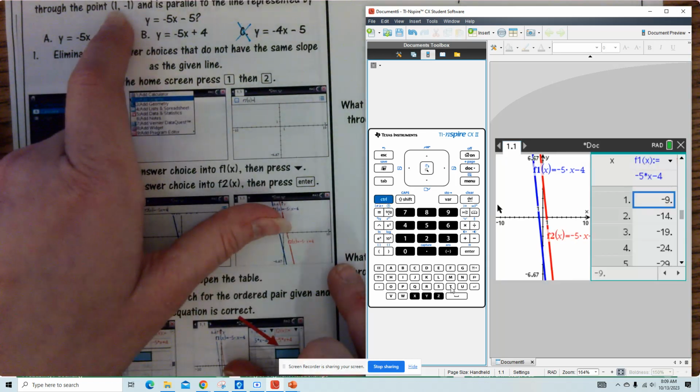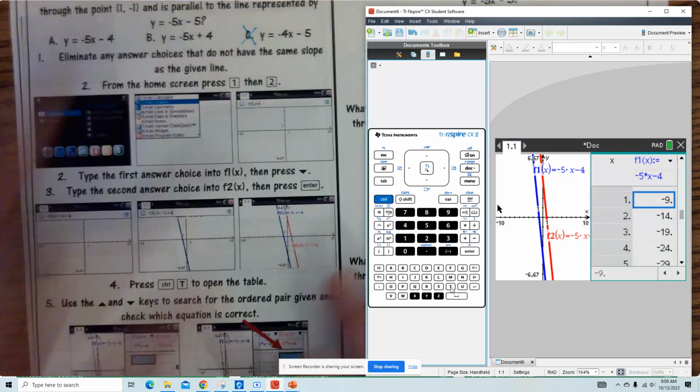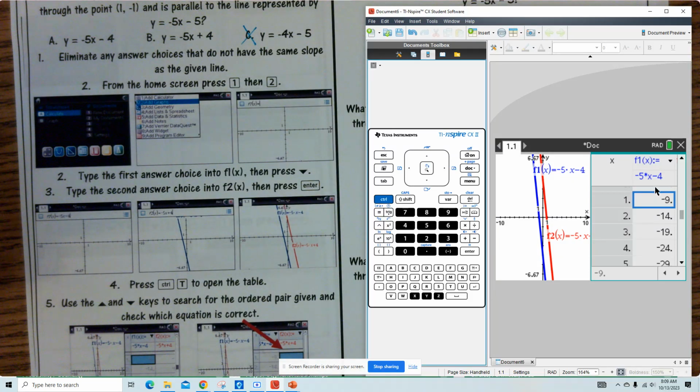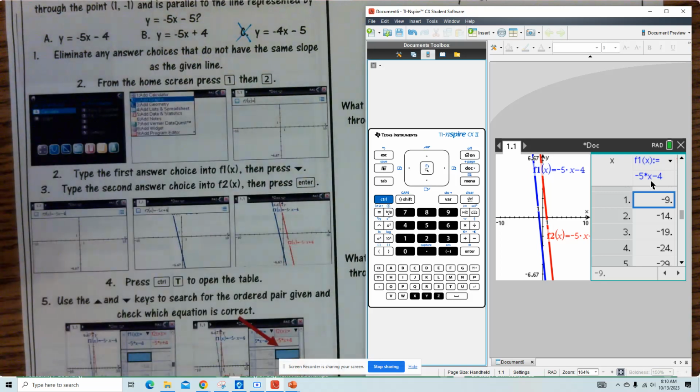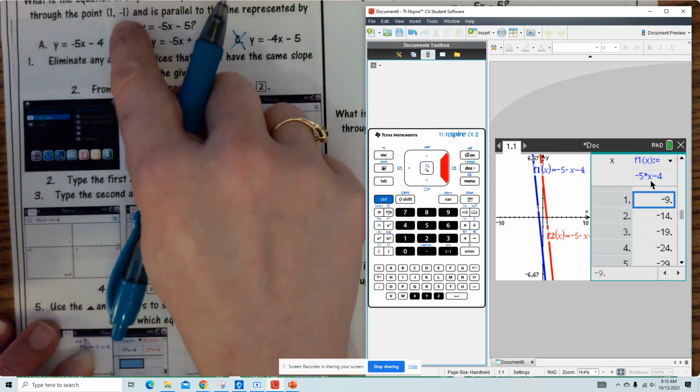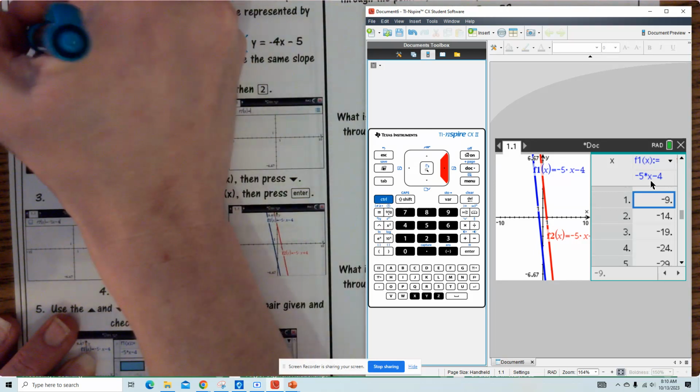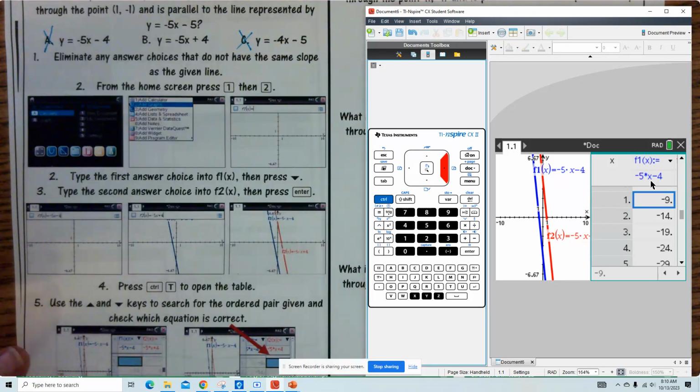And we know the X value is 1. And so if you look at this column, this is that blue line. This is the first one, the -5x minus 4. If we look where X is 1, Y is -9. We need it to be -1. So A is out. If you press that right arrow again, it'll go to the next line.